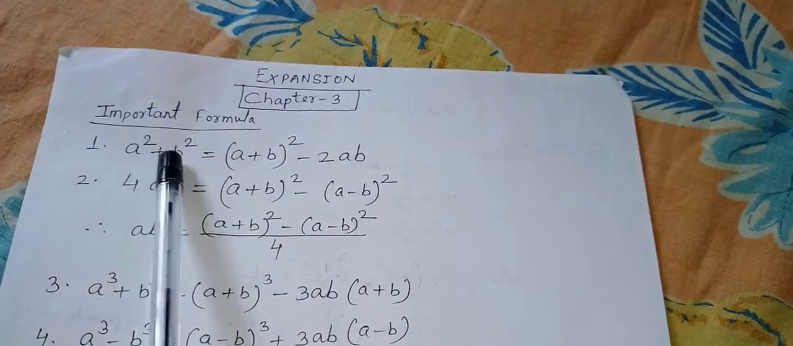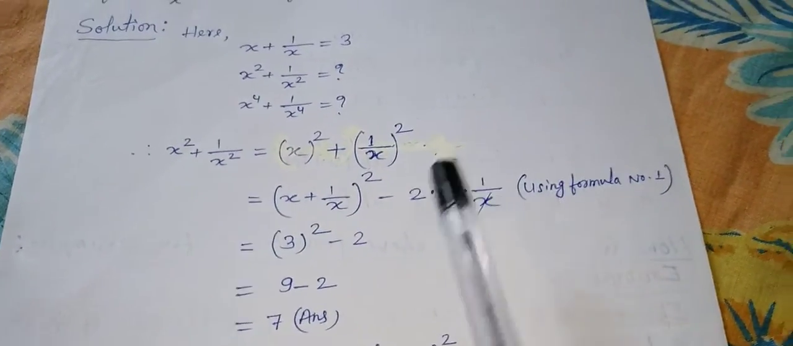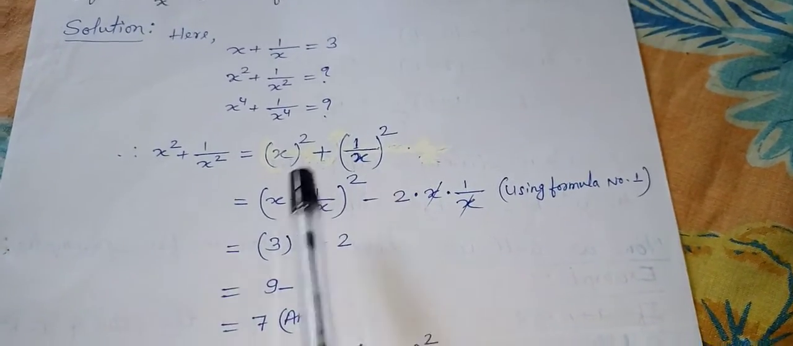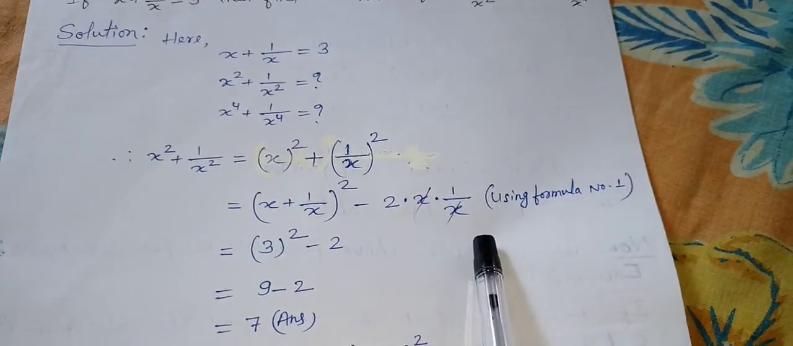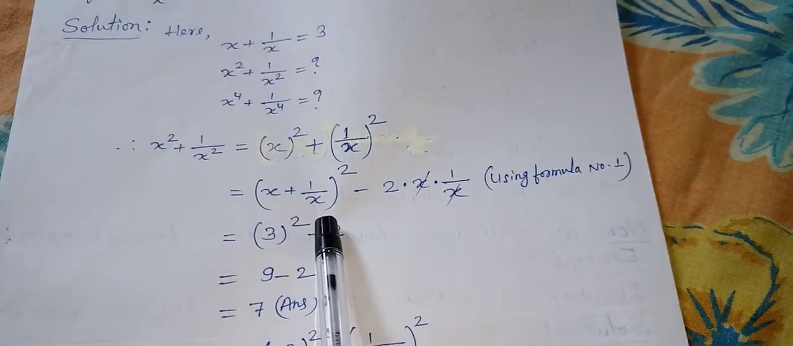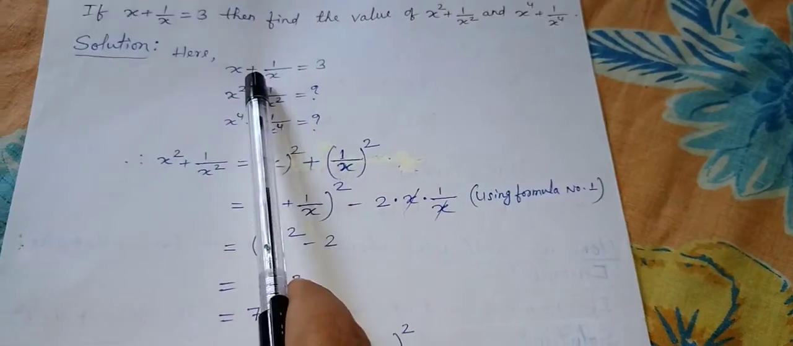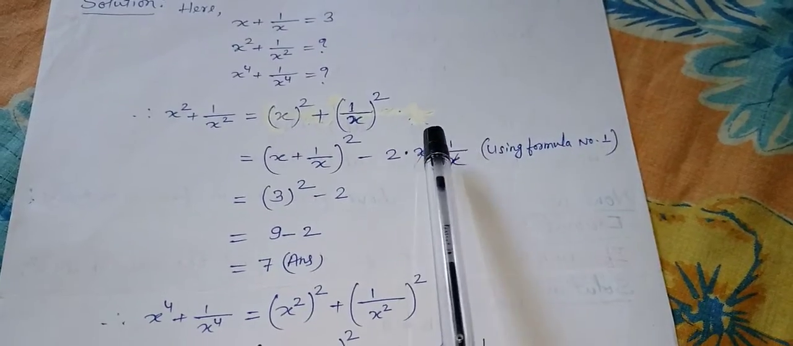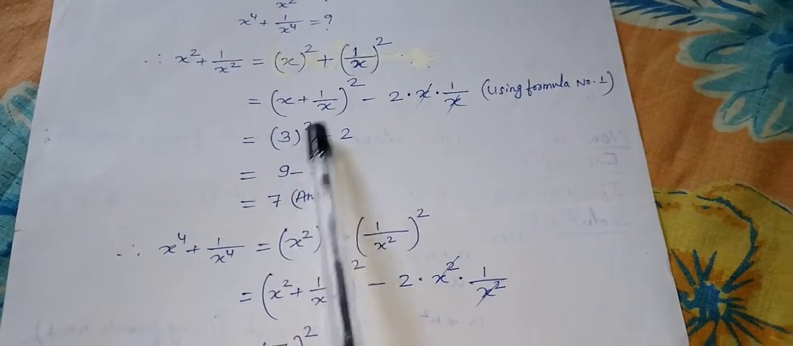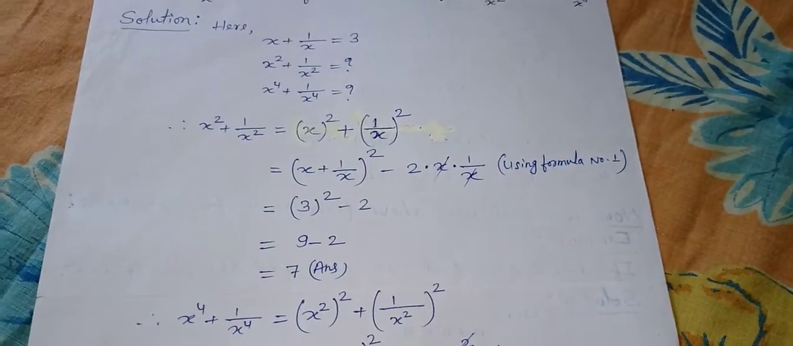As you all know, just now I had discussed the formula. Formula is a square plus b square equal to a plus b whole square minus 2ab. So same formula I am going to write here. Formula is a plus b whole square, that means x plus 1 by x whole square minus 2ab, that is 2 into x into 1 by x, because a is x, b is 1 by x. So using number 1 formula, x plus 1 by x value is 3. So 3 whole square minus 2, because 2 ones are 2. X got cancelled. So 3 square is 9. 9 minus 2 is 7. So we got the value of x square plus 1 by x square.